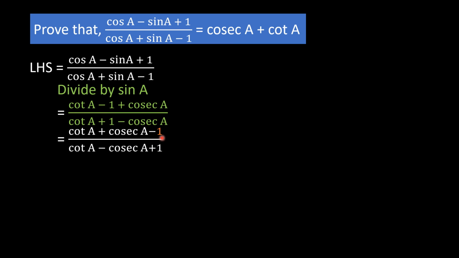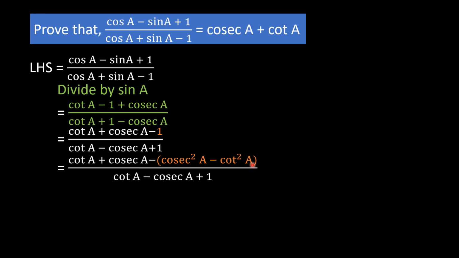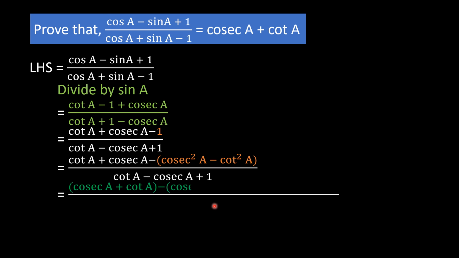For this one we will substitute cosec square A minus cot square A, because we have the identity cosec square A equals 1 plus cot square A. Now cosec square A minus cot square A can be factorized as cosec A plus cot A multiplied by cosec A minus cot A. We will rewrite cot A plus cosec A as cosec A plus cot A.